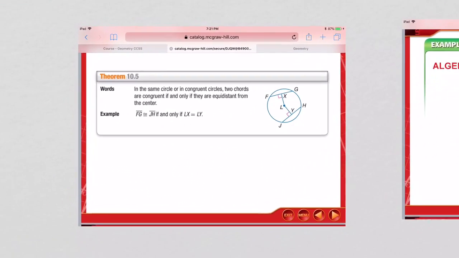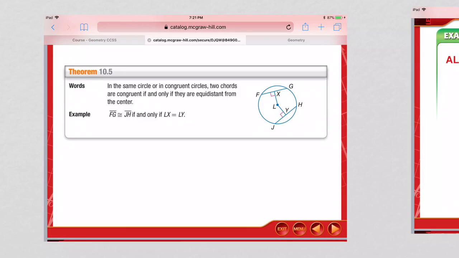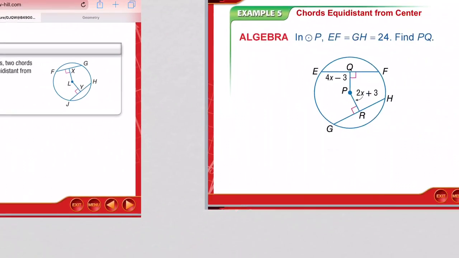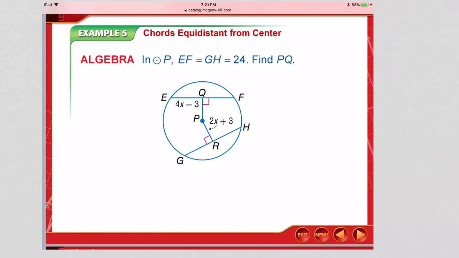Last thing we need to talk about: in the same circle or in congruent circles, two chords are congruent if and only if they are equidistant from the center. So basically, if I know that this segment here is the same length as this segment, I know that this chord is the same length as this chord, which in turn would also tell me that the arcs are congruent. So we have a lot of congruent things.